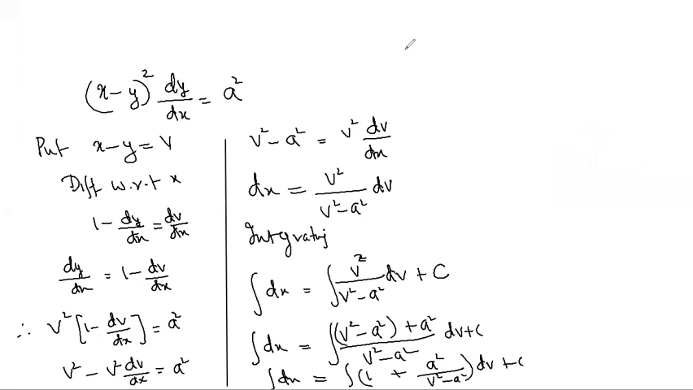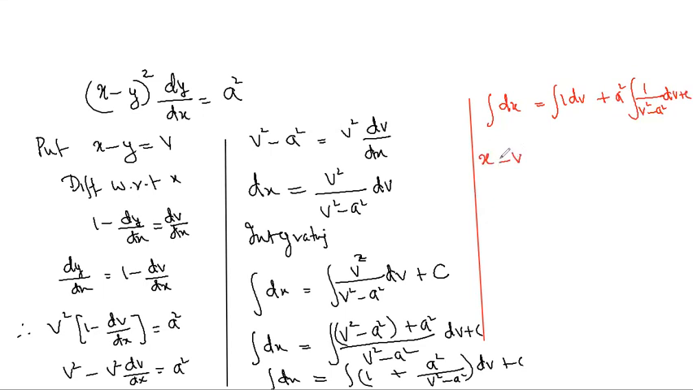Yes, one more student has given the answer. Okay. So when you integrate this, integral dx is equal to integral 1 dv. Remember, it is dv. A square is a constant. Plus a square integral 1 upon v square minus a square into dv plus c. So my answer became x minus y is equal to v plus a square times 1 by 2a log of v minus a upon v plus a plus c.